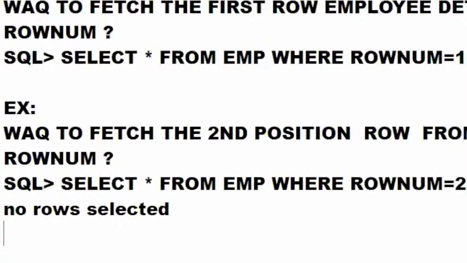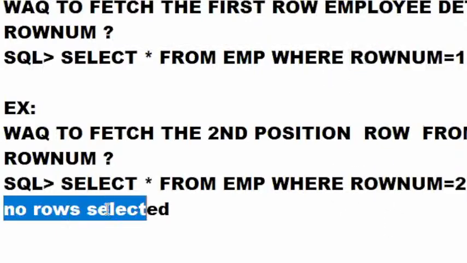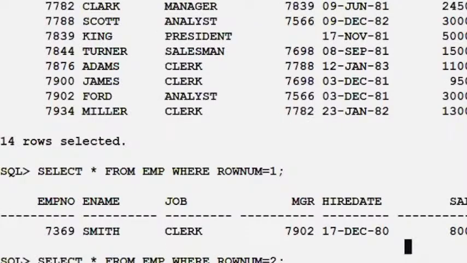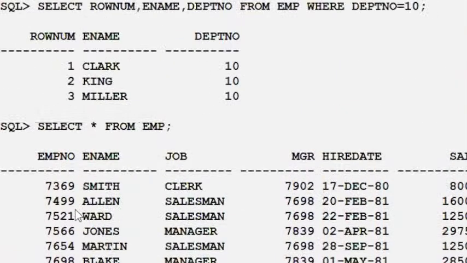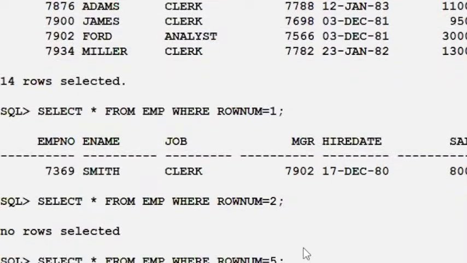Okay, right. So observe here. When I use ROWNUM equals 1, I got my result. But when I use ROWNUM equals 2, what does it show me? No rows selected. And not only ROWNUM equals 2, even for example, suppose I want the fifth position row. Fifth position row means who is this? Martin. If I give ROWNUM equals 5, what happens, you can see. Likewise I can give the 10th position of row.